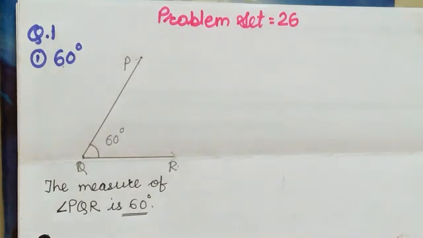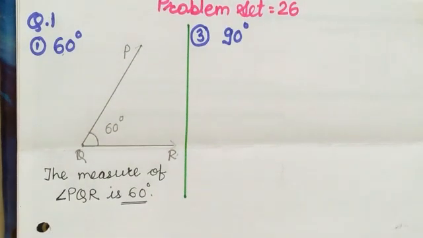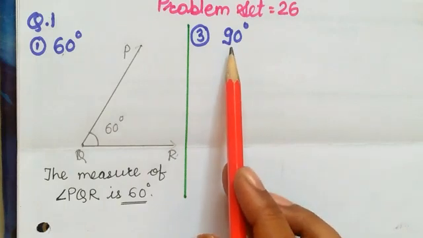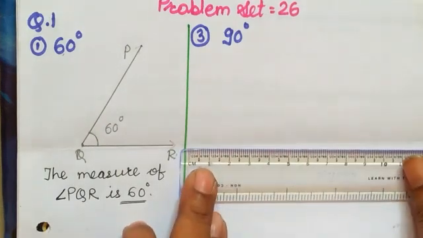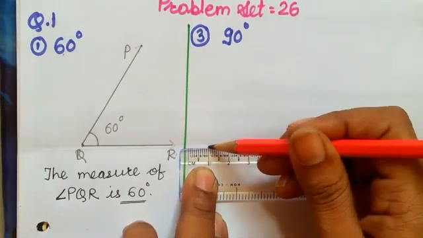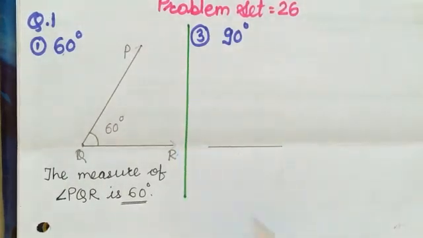Now let's move towards the next question. Now students, see, the second question is of 120. We will directly go towards the third question, which is of 90 degrees. We have to create an angle of 90 degrees. Again, we have to draw one base. Suppose this is the baseline.